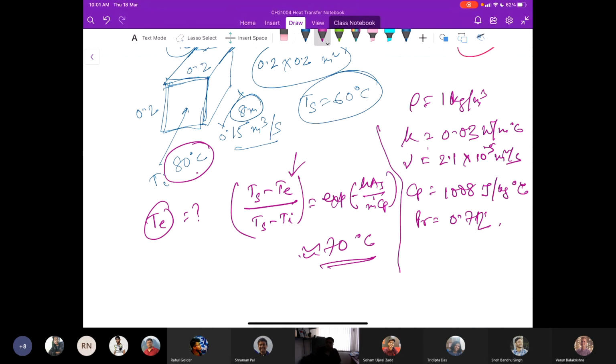And then the final step: the exit temperature we have calculated. What is the heat rate that is being lost? The rate of heat loss. What is the formula? m dot Cp delta T we will apply.